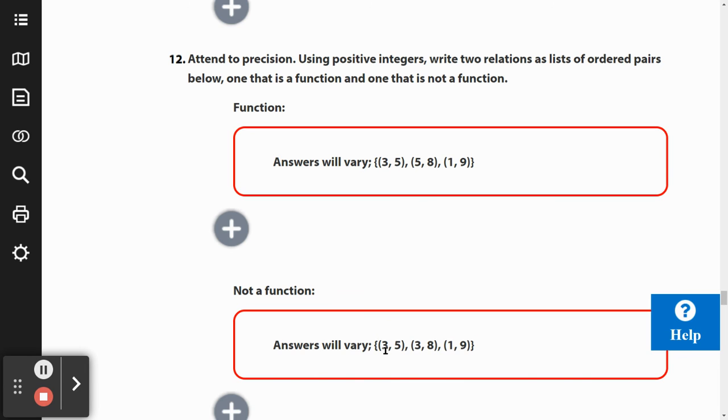So we now have numbers 13 and 14 on page 69. I need you to work those for me. I'll give you about 2 minutes, and then we'll go over the answers.